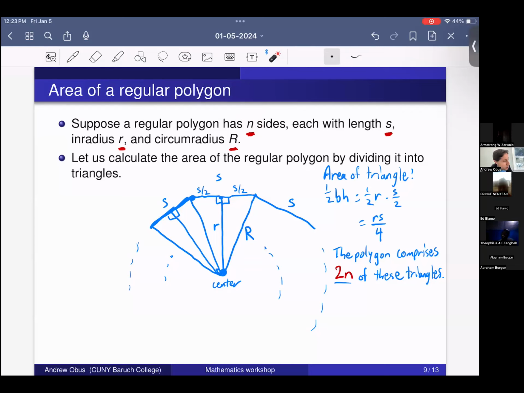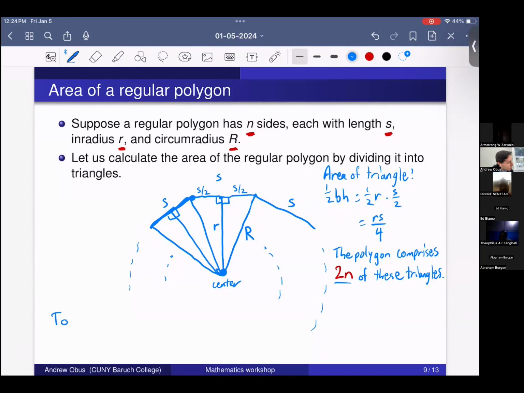So it's always going to be 2 times the number of sides because we have 2 triangles for each side. So the total triangles is going to be 2 times the number of sides, right? So the answer is 2n of these triangles. Is that okay? Is that clear? That's right, it's clear. Okay.